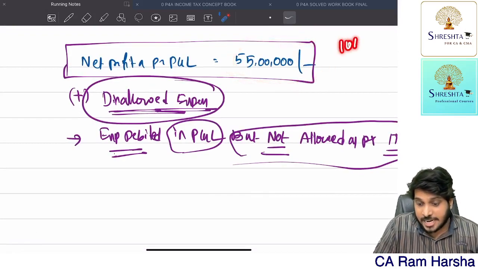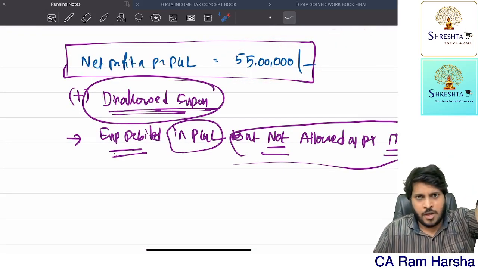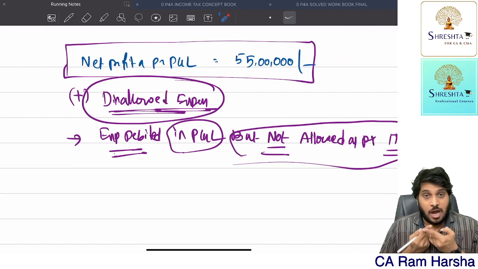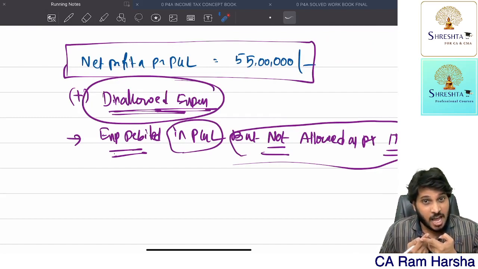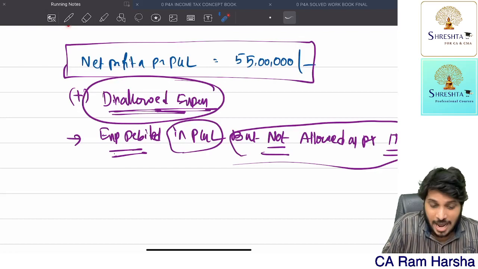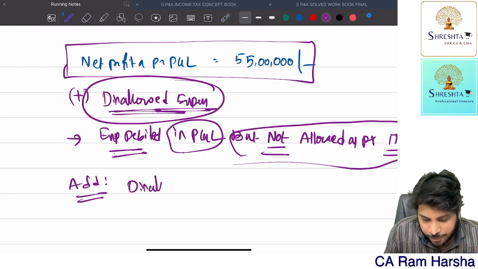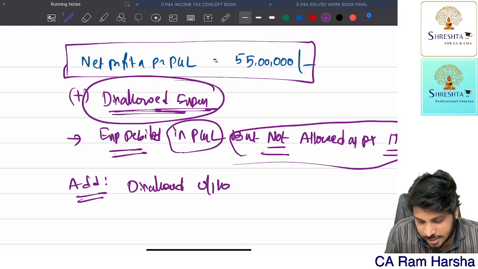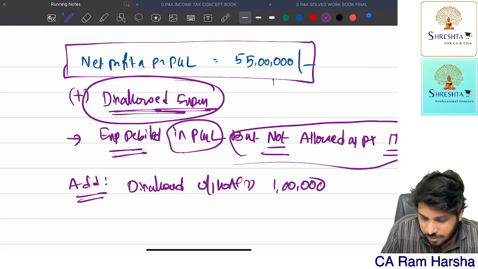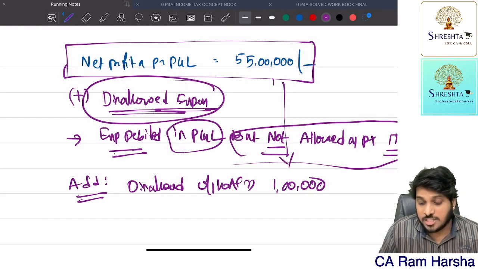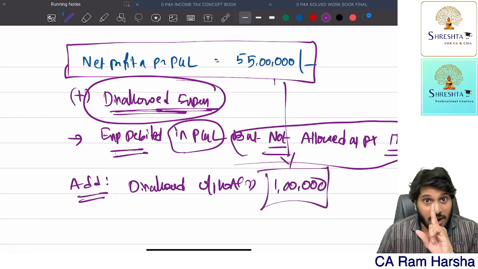repairs and maintenance 10 lakhs you already reduced. Now you should add back. How much should you add back? 9 lakhs? No. I will add back how much? Very good. If at all you guessed it right, it is disallowed under section 40A subsection 3. How much? 1 lakh. To this 55 lakh, how much will I add back?